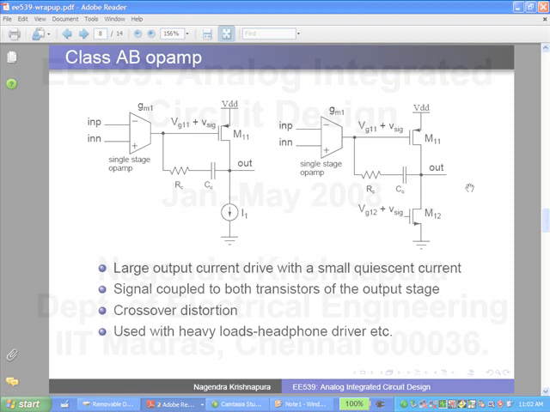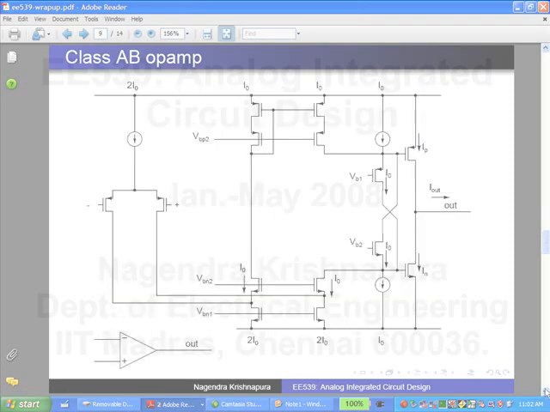So, it's used with very heavy loads usually. This is the only way to maintain a small quiescent current and drive a heavy load. And this is the full circuit that does that. This part of the circuit provides the same signal swing here and here, but with different bias values. I'm not going to discuss the details of this here, but this is very much like a two-stage op-amp. And you can also see that this part looks like a folded cascode.